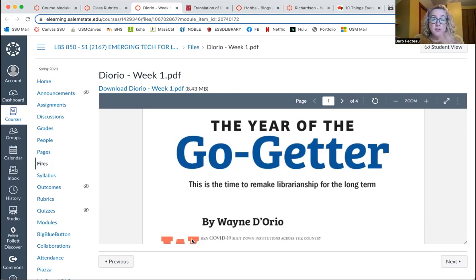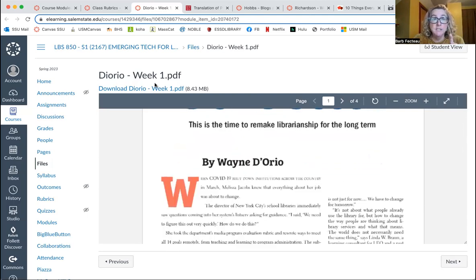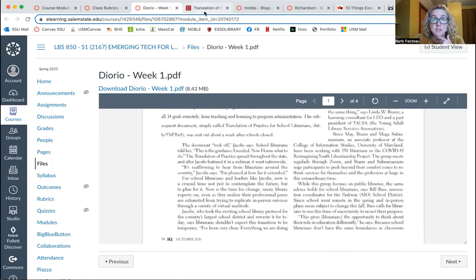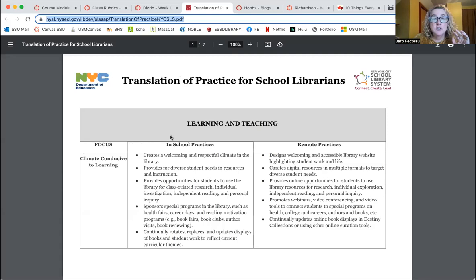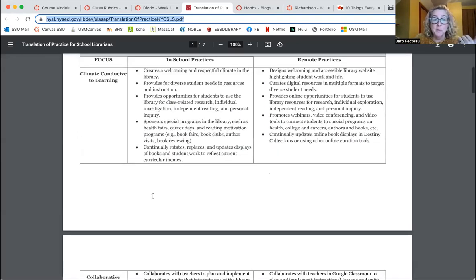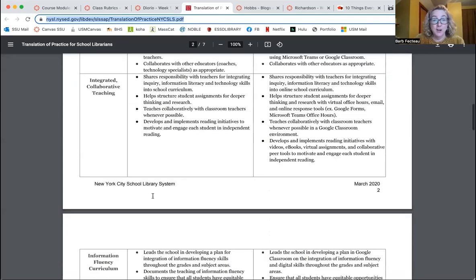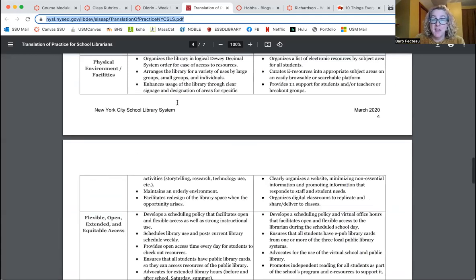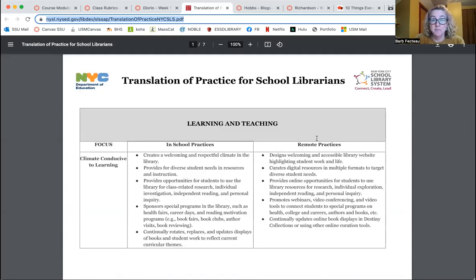So this talks about the last sea change, and it's a good look at how libraries changed during the time of COVID. It has a link to New York City's Department of Education's translation of practice for school librarians. This was really interesting. It gives us a list of in-school practices, basically all the things we need to do outside of technology, although there is a section on technology. Then they look at how that shifted with remote practices. So this might be something you want to take a look at, if you have the time.